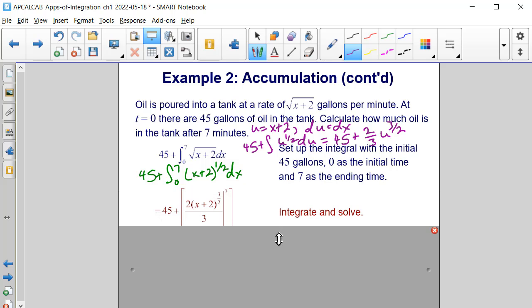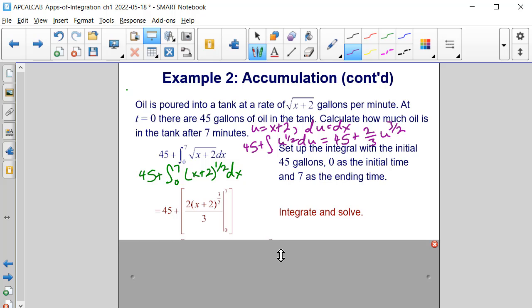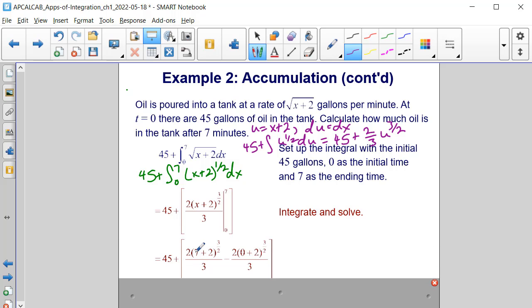So we'll have 45 plus 2 times (x plus 2) raised to the 3/2 power, all divided by 3. And we're going to evaluate this from 0 to 7. When we substitute our x values in, first 7 in for x, and then 0 in for x, we can then evaluate it. Well, 7 plus 2 is 9, the square root of 9 is 3, and 3 cubed is 27. So we have 2 times 27, which is 54, divided by 3, that's 18.